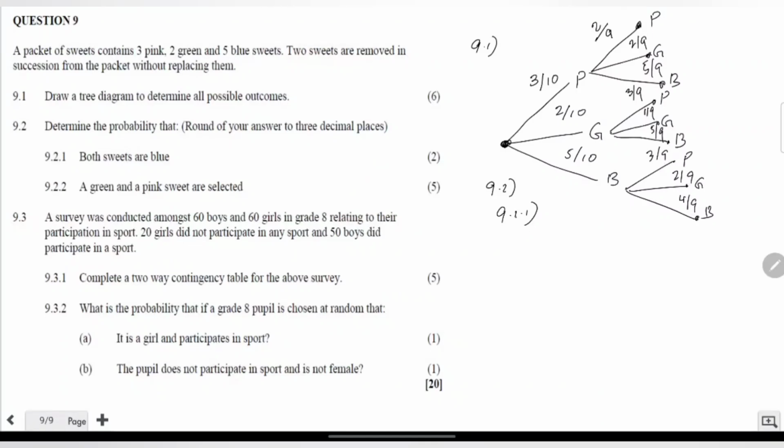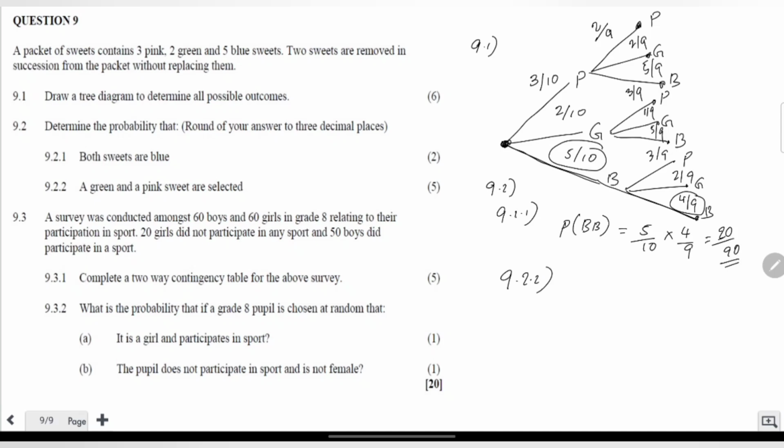Clear? So both sweets are blue. Both sweets are blue means starting point here, along the branch, first blue and second blue. Did you see that one? So along the branch I cover 5 over 10 and 4 over 9. So probability of both of them being blue, P(B and B), is equal to 5 over 10 times 4 over 9. The ones that you cover, all of them you have to multiply. That is going to be 20 over 90. Or you can change it into decimal. So this is how we do that question.